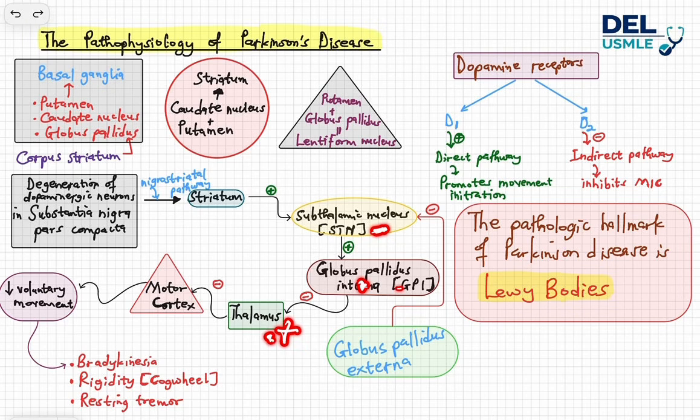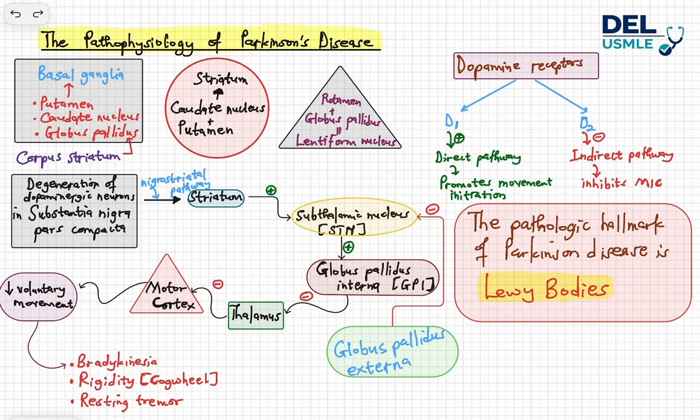And when the thalamus becomes activated, it will be sending excitatory signals to the motor cortex to what? Cause voluntary movement. So globus pallidus externa favors voluntary movement, whilst globus pallidus interna inhibits voluntary movement through the blockade of the thalamus. And you know what will happen further, right?